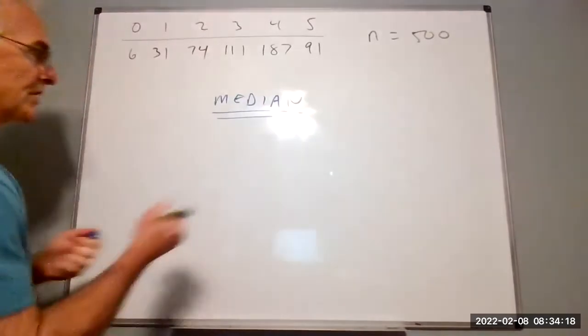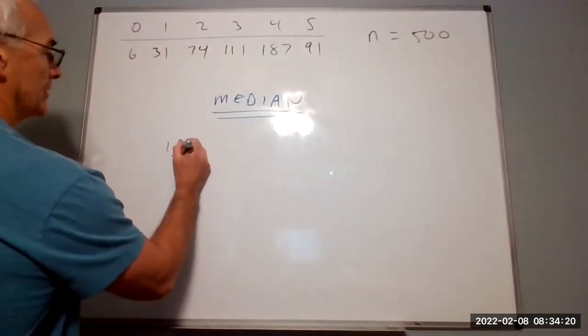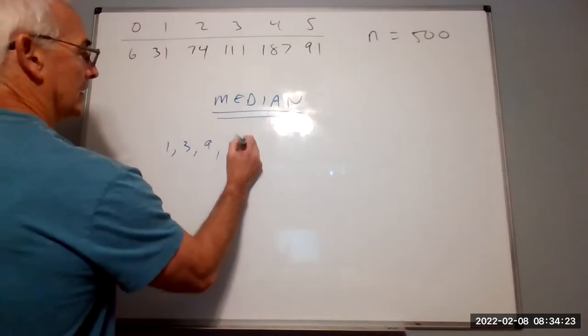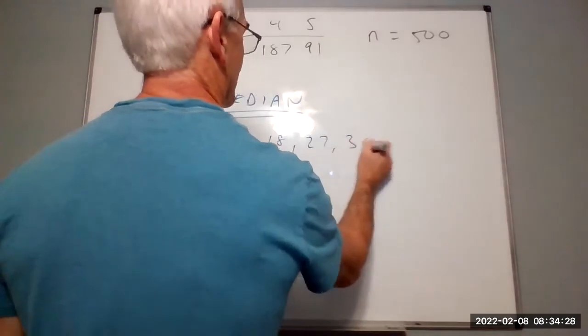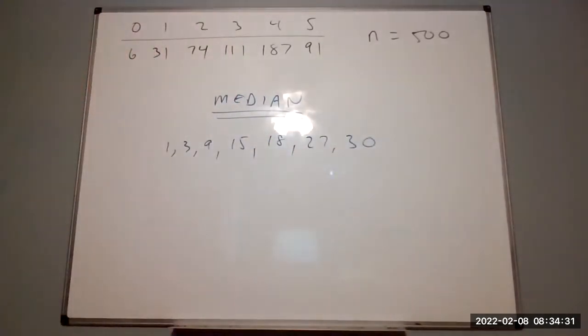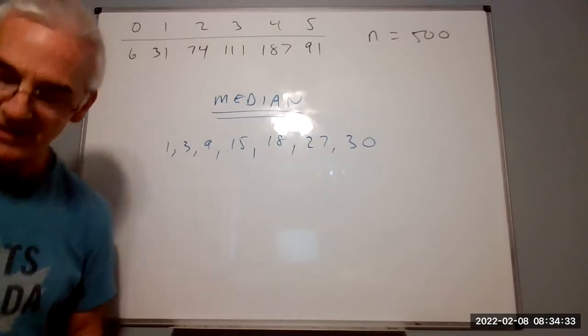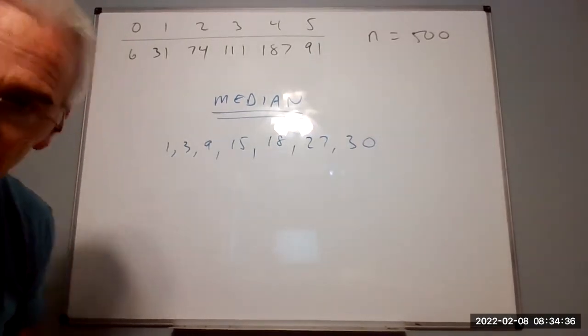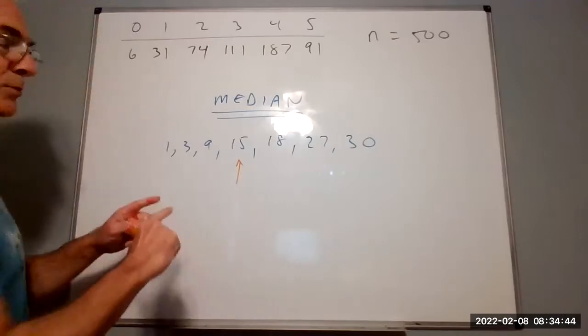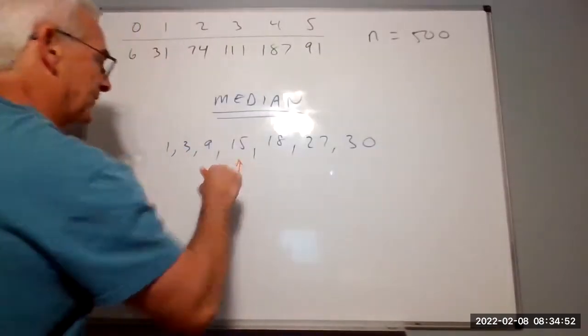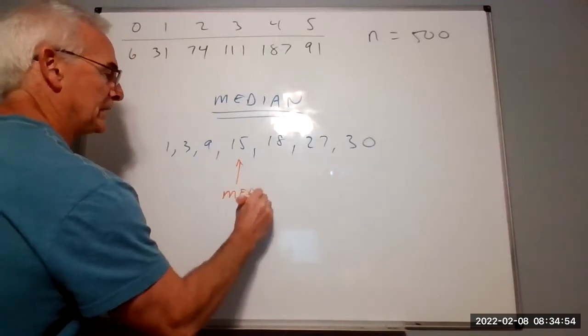Okay, so let's suppose I have the following numbers. I have 1, 3, 9, 15, 18, 27, 30. Is there a middlemost value? Is there a number that is smack dab in the middle of this? Anybody? What do you think? 15. That makes it really easy because there was an odd number. There were 7 values, so there's definitely a middle. There were exactly 3 values on one side, 3 values on the other. So 15 would be the median.